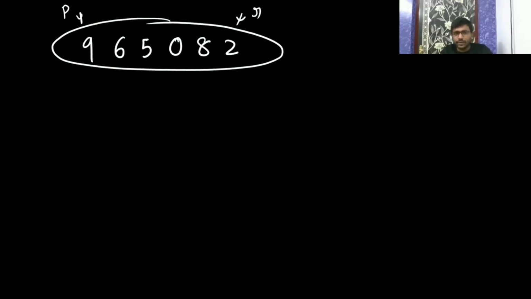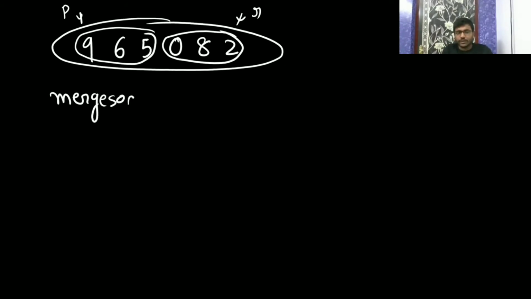Now what I will do, I will divide it into two halves. First I will divide into this half, then another half. Then I will sort this, then sort this, then I will merge these two. After sorting, I will call merge sort on the first half and then the second half. Then I will call the merge function, which is going to merge these two.